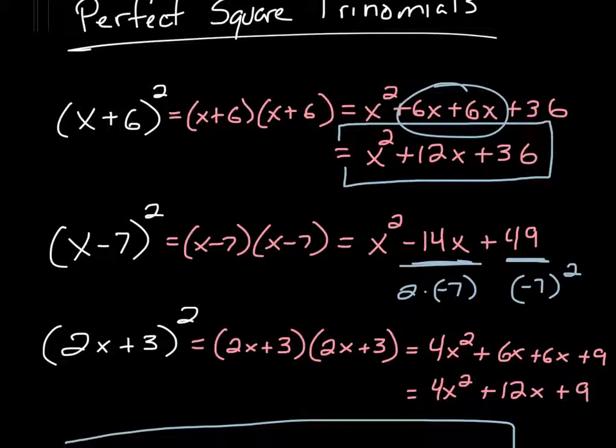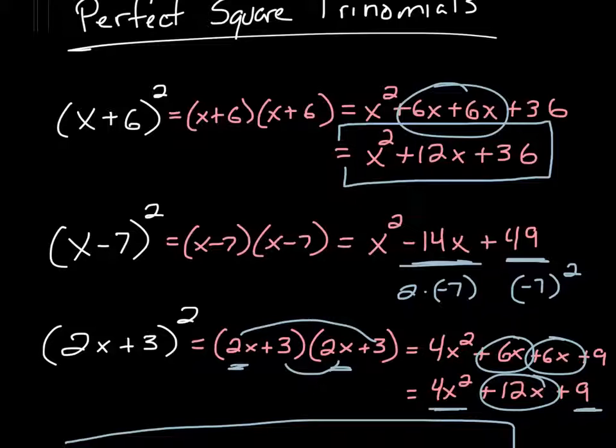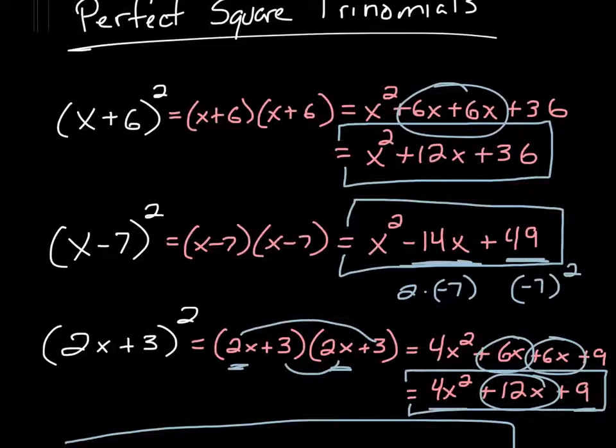Now this example doesn't follow exactly the same pattern as the top two, because I have this 2x here instead of just an x. That muddles it a little bit. But you will notice this first term is that 2x squared to get 4x squared, and this last term is the 3 squared. This middle term, this 12x, comes from these two 6x's, which are a multiplication of this 2x times 3 twice. Big picture though, each of these results, x squared plus 12x plus 36, x squared minus 14x plus 49, and 4x squared plus 12x plus 9, are all called perfect square trinomials, because they resulted from the multiplication of a squared binomial.